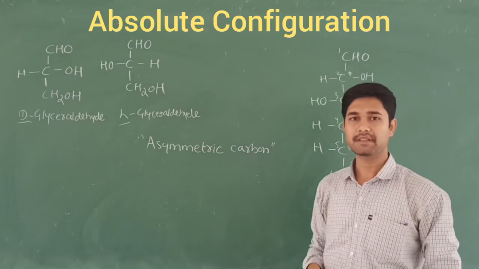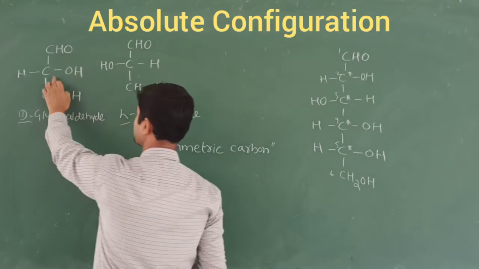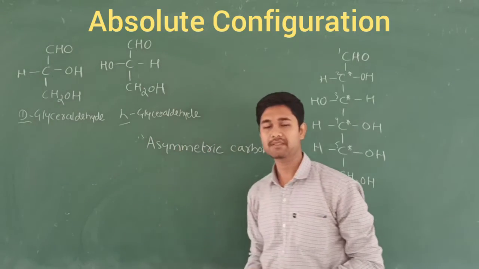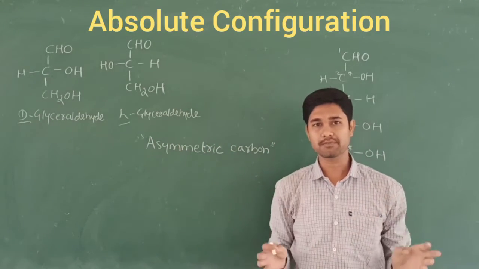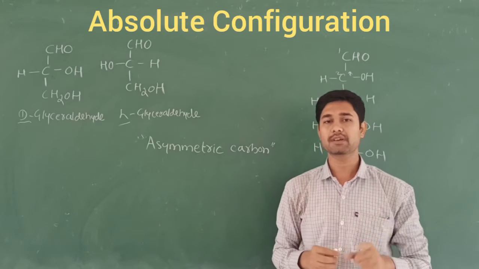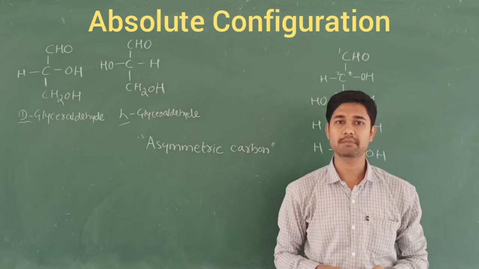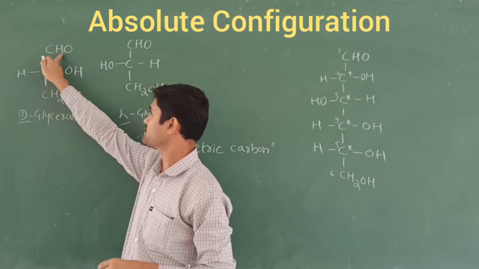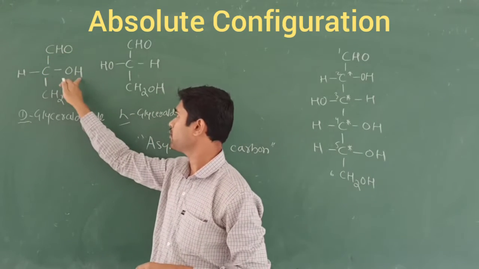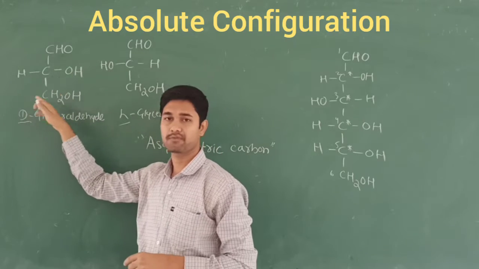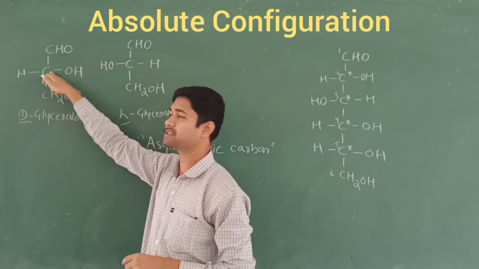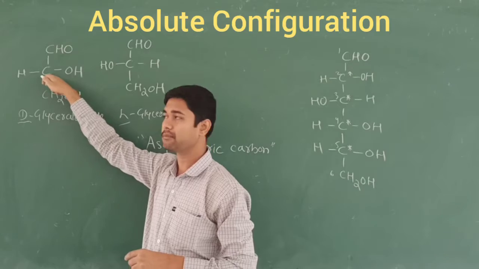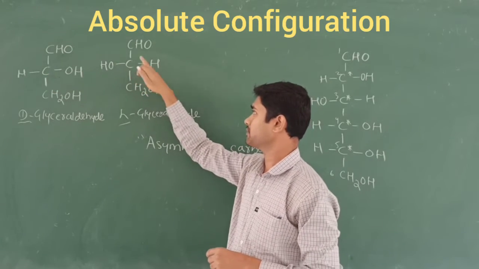Asymmetric means, when you are looking at this carbon, four different groups are attached to the one carbon. That is called an asymmetric carbon atom. You are looking at this carbon: four different groups. This is one group, the OH group, the H group and CH2OH. Four different groups are attached to the same carbon. This is called an asymmetric carbon atom.